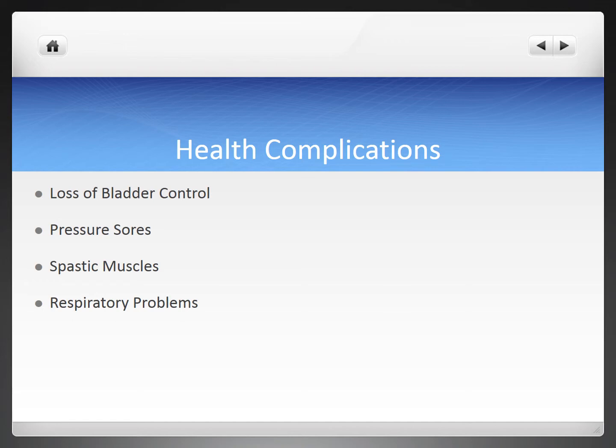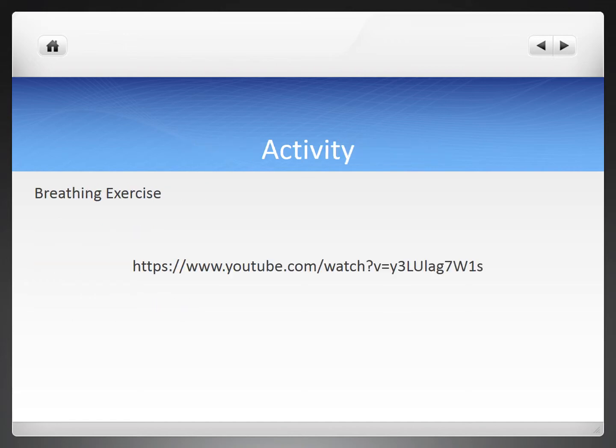In this first activity, you will practice a simple breathing exercise. This is to help strengthen the diaphragm and allow for more oxygen to be circulated throughout the body more easily. In people with quadriplegia, diaphragms are usually affected and breathing becomes a big challenge. So if you will, click on the link and follow the instructions to the activity.